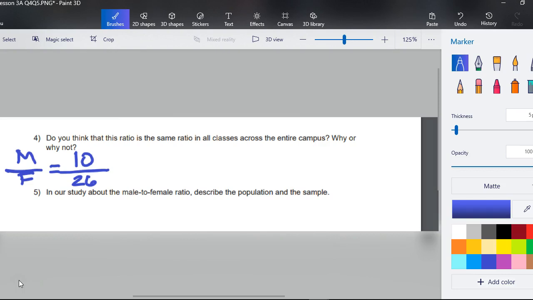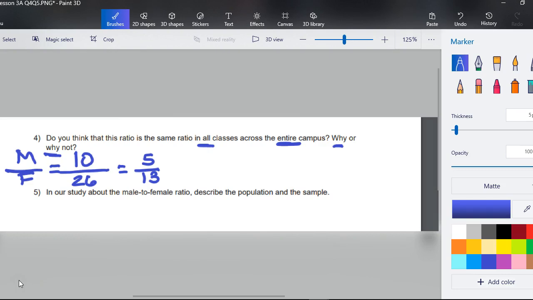Question 4 then says, do you think that this ratio is the same ratio in all classes across the entire campus? And we can reduce this number, dividing out a 2, we'll get 5 over 13 if we want to look at a smaller number. But what this is saying is in our class, we have 5 males and 13 females. And they're asking, do we think this is the same across all classes across the entire campus? Why or why not? This is a great time for you to hit pause and answer questions 4 and 5, and then we'll discuss those.